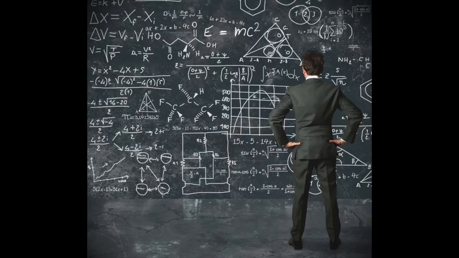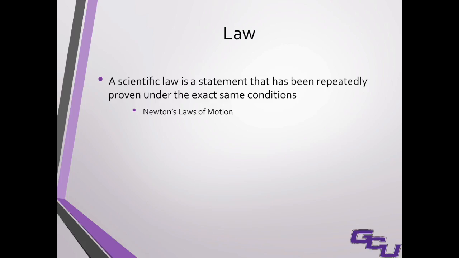They're not completely wrong, but that's what more of a law looks like. A scientific law is a statement that has been repeatedly proven under the exact same conditions to be true. For example, Newton's first law of motion says that a body in motion will stay in motion unless acted upon by another force or an outside force.